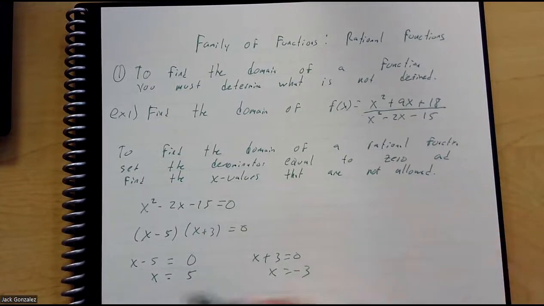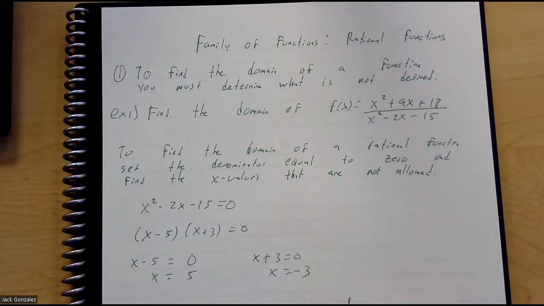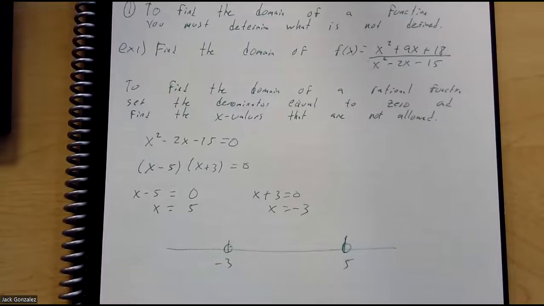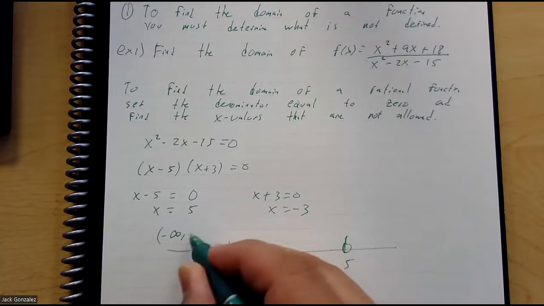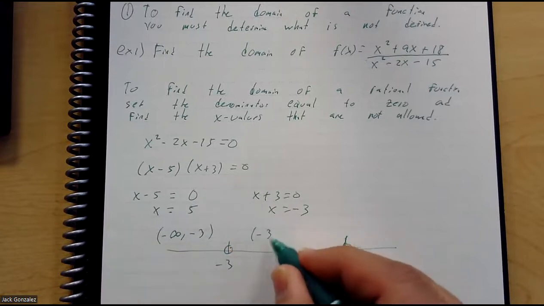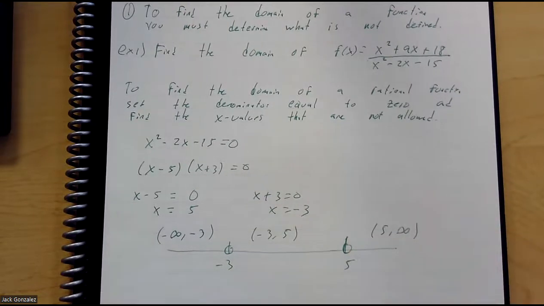Okay, so using that information, I recommend making a little number line. These are the holes of my function. It's continuous everywhere except there. So you'd say negative infinity until negative 3, negative 3 to 5, and everything after 5 is fine. I put parentheses because we're not including them. Brackets would include, which is what we said can't happen.